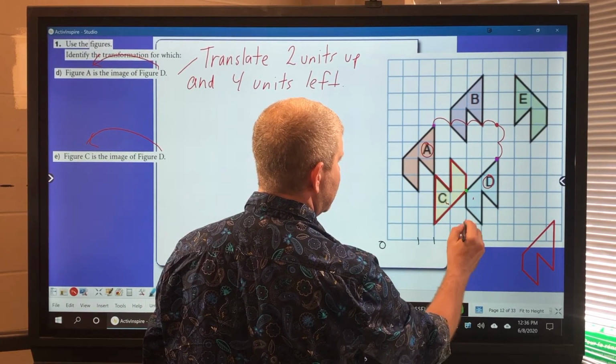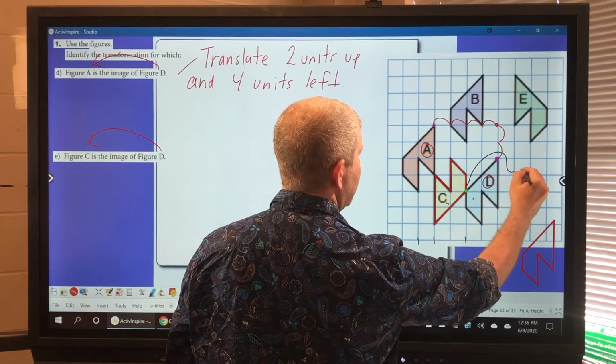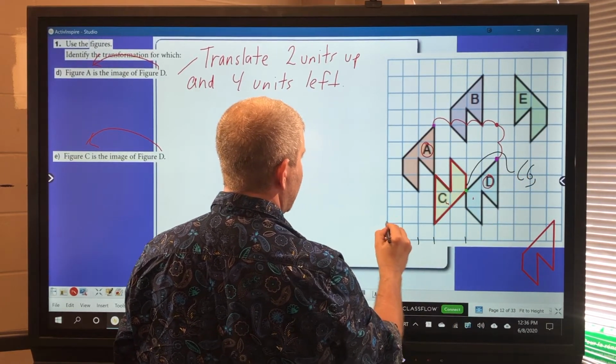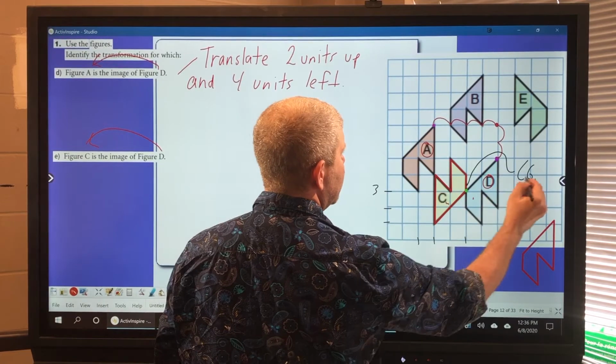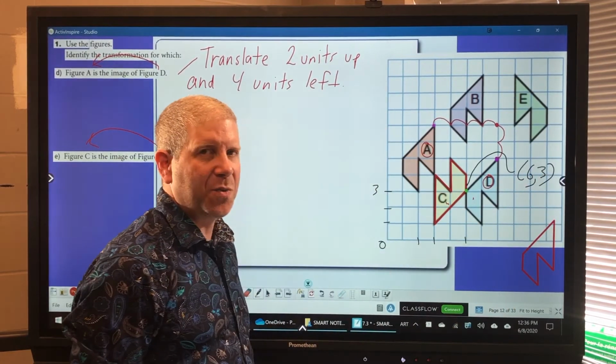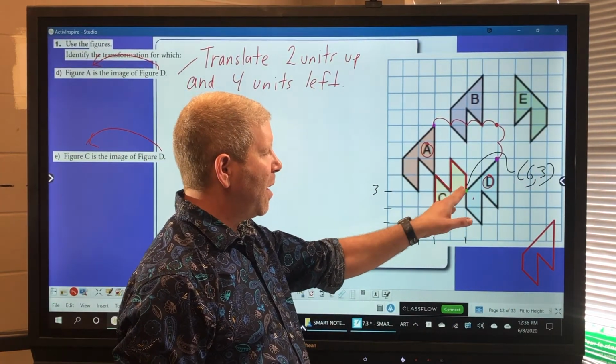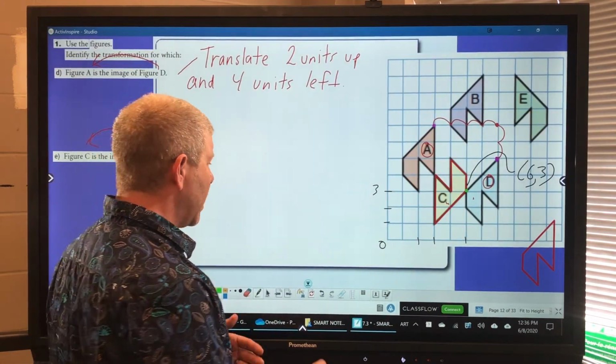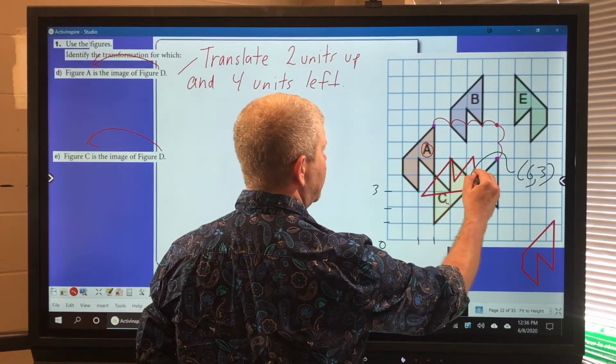This point here, this green point, is 6, comma, and we go 1, 2, it goes 3 up. So this point here is 6, 3. So I'm going to rotate about that point. Which way am I going? Well, it looks like it's a 180-degree turn.